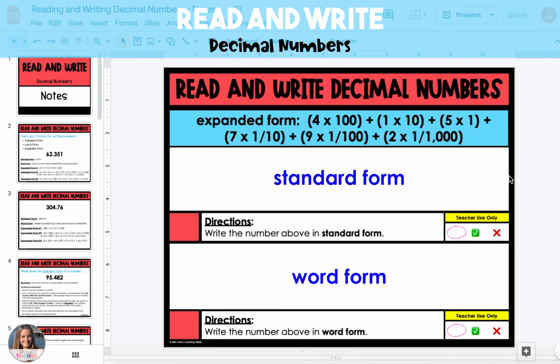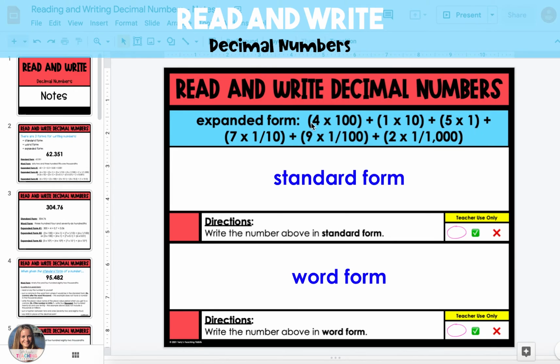And in the final example, we're given the expanded form and we need to write it in standard and word form. To write the standard form, I find it very helpful to get a place value chart and plug in the digits. If you don't have a place value chart, you can use a scrap piece of paper and just create your own little chart.